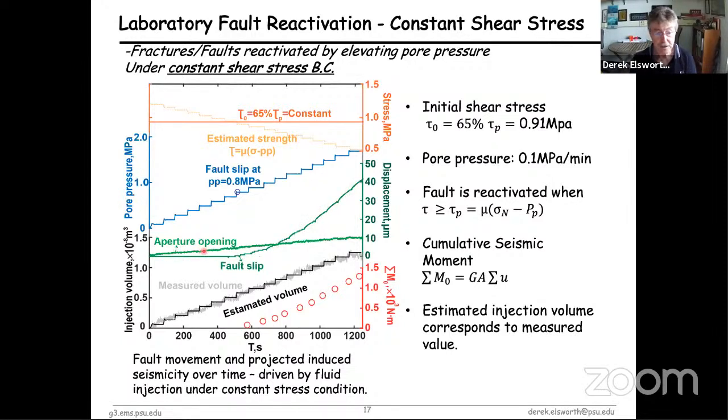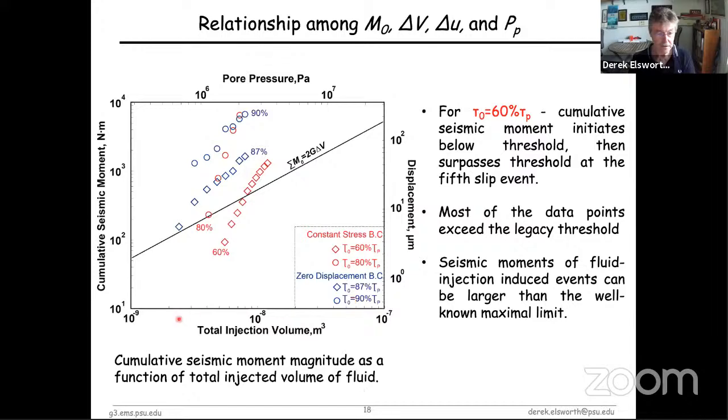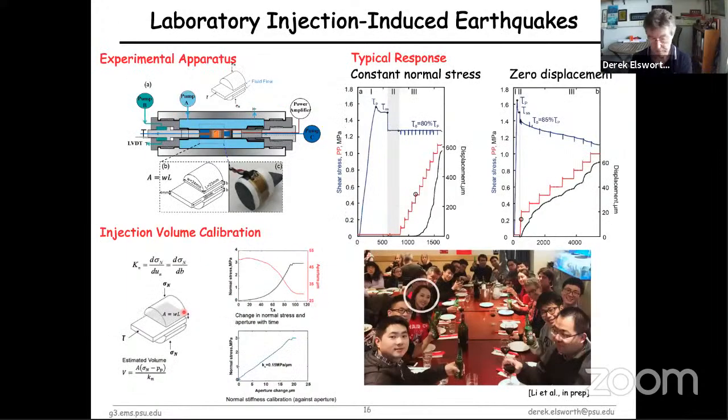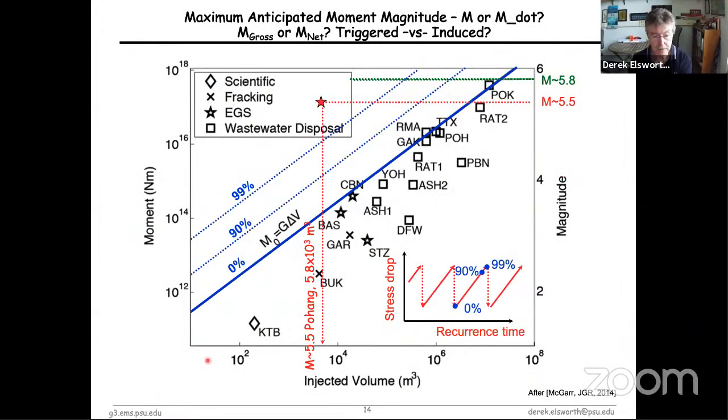You measure the aperture change as well, because we're interested in things like permeability. And you can convert this fault slip multiplied by the stress that we apply on the system to be able to estimate the amount of cumulative moment magnitude of the event that you get. And so if you do that and you plot these results, if you look at the Magar plot, of course, for a laboratory experiment, you'd be way off the left-hand side of this plot because the injected volumes and moment magnitudes are very small.